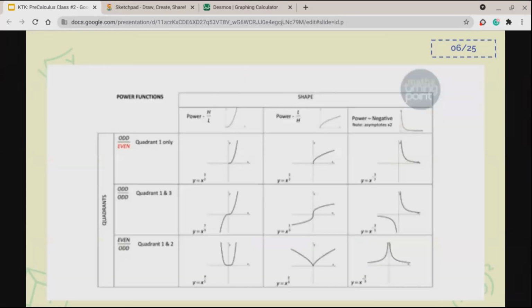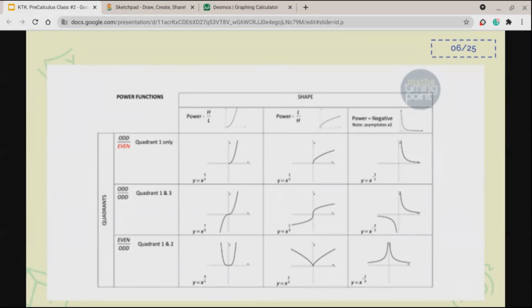This is a little bit blurry, but it's a very good representation of the type of power functions that you'll be seeing. The odd and even right here: if the numerator of the fraction in the exponent is odd over an even number, then you have quadrant 1 only. Then odd over odd, you have quadrants 1 and 3, and then you have even over odd, which is quadrants 1 and 2, which is another way to visualize this sort of graph.